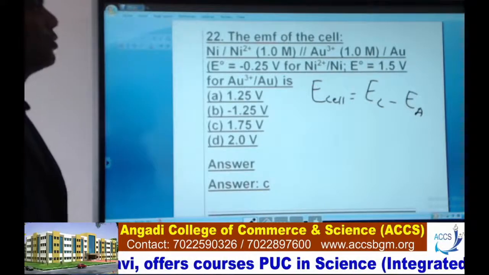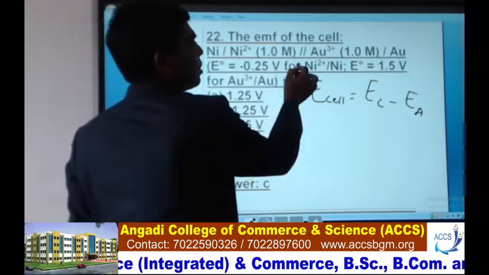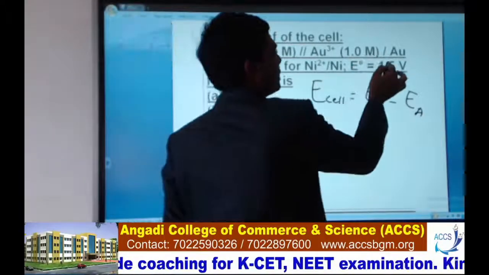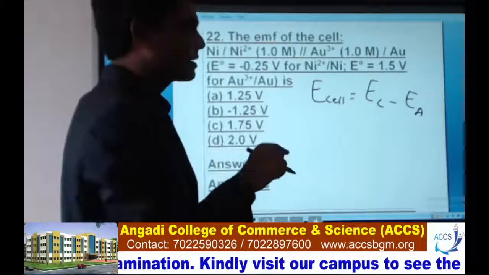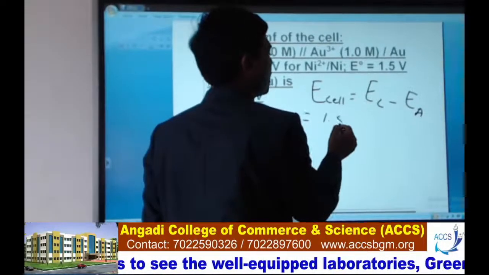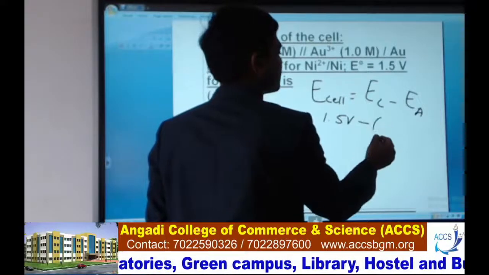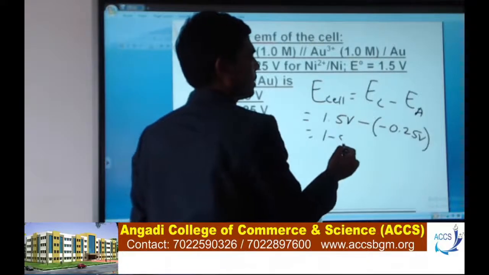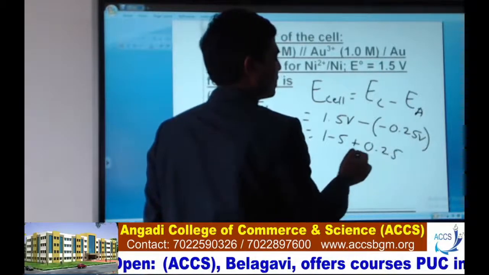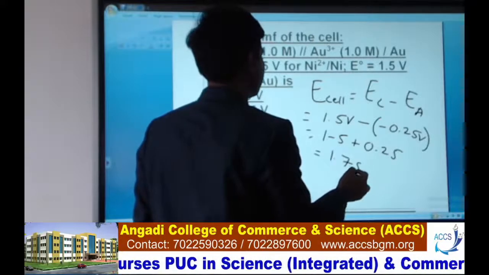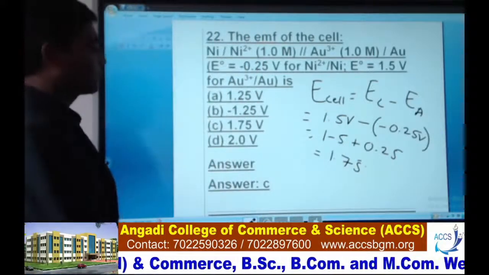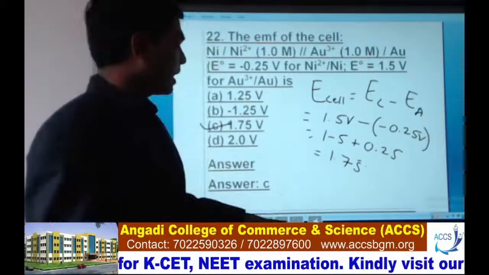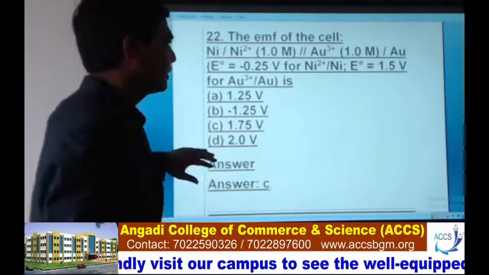So what we have to do here? E naught of nickel is minus 0.25, which means reducing agent. Gold is positive. Therefore, gold acts as the cathode: 1.5 volt minus of minus 0.25 volt. When you calculate, 1.5 plus 0.25 is equal to 1.75 volt. Therefore, the answer for this question is 1.75 volt. How to consider the cathode and anode? That will be the main part in the reaction.